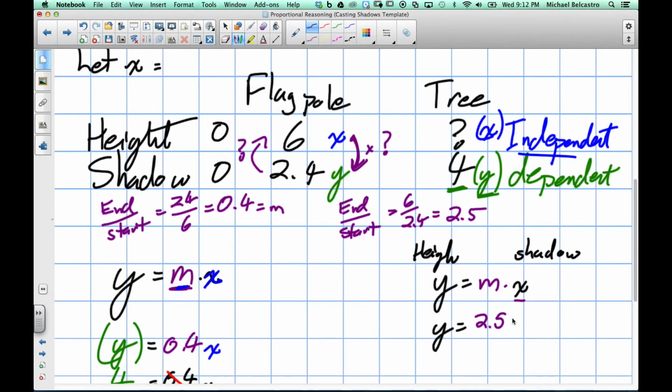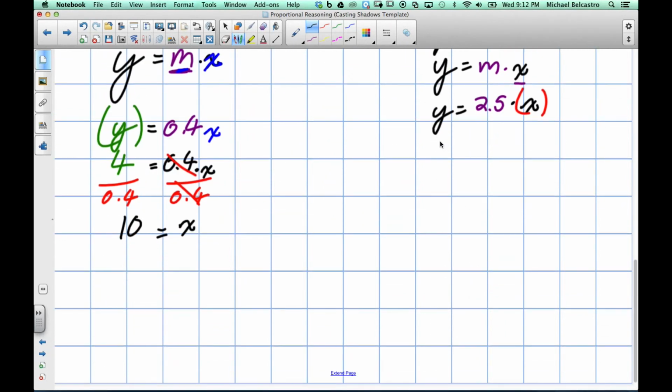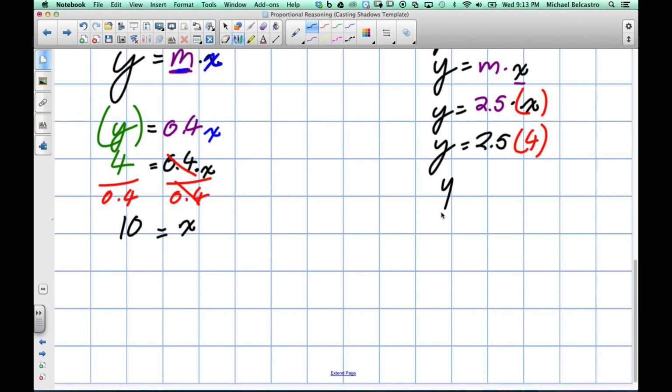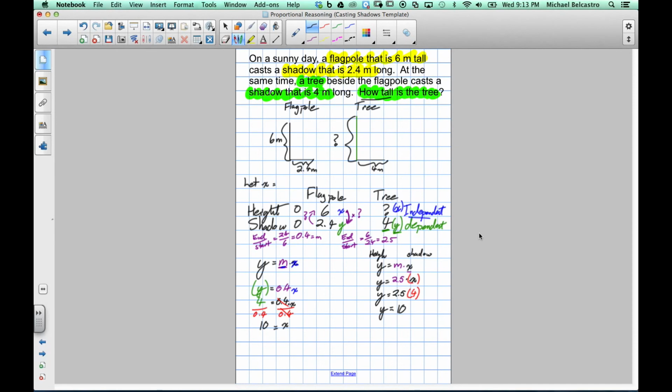2.5 times x. Okay. Now, because you called x your shadow, the tree shadow was 4, so we were replacing the x with the value of 4 instead. And with our different rate, we should still come to the same answer. So 2.5 times our value of 4. You can use your calculator again. Okay. 4 times 2.5, and lo and behold, you get y is equal to 10. So no matter what you called your height or your shadow, your x and your y, as long as you set up the same rate here with your algebraic reasoning, you'll end up at the same answer.